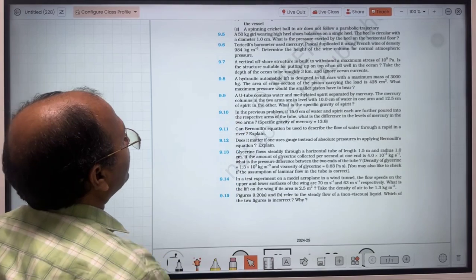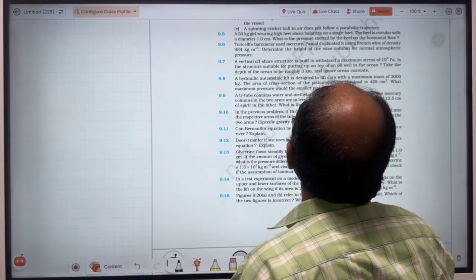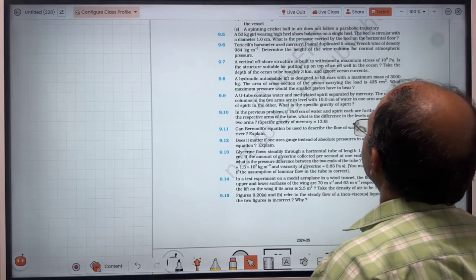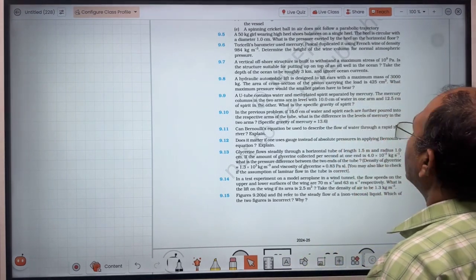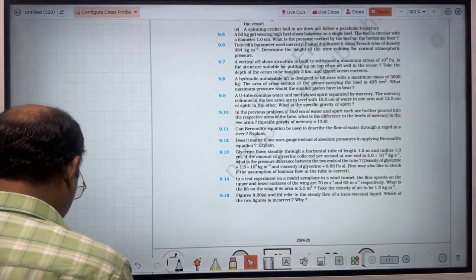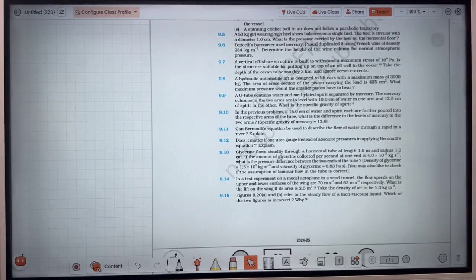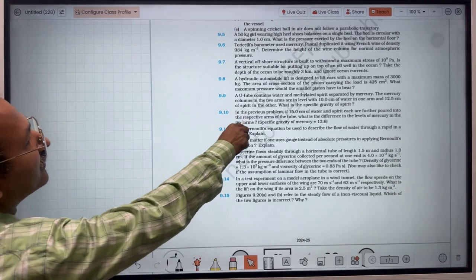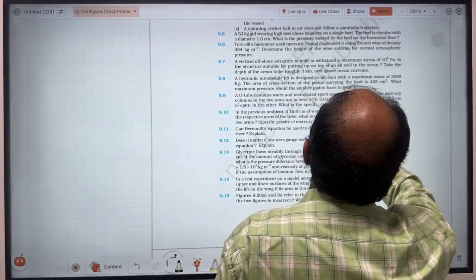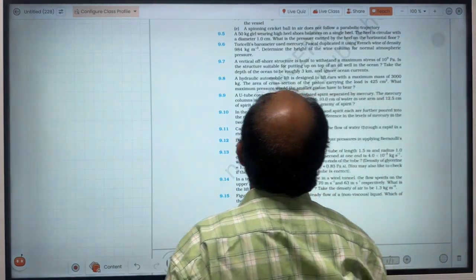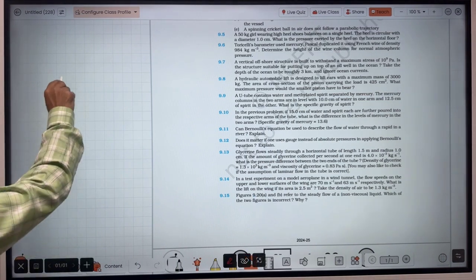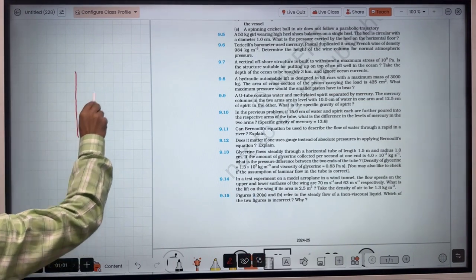Question says, in the previous problem, meaning in 9.9, if 15 cm of water and of spirit each are further poured into the respective arms of the tube, what is the difference in the level of mercury in the two arms? So here information is given. Now we need the height of the water column and the height of the methylated spirit column, and then we will find the difference. We have found the specific gravity of methylated spirit. So now the question is simple.